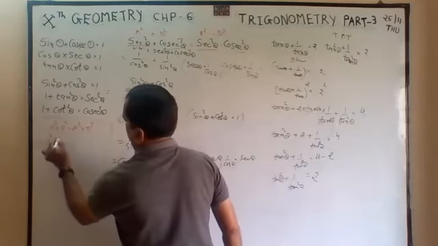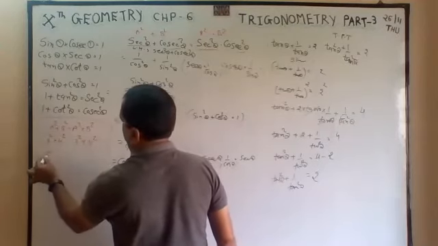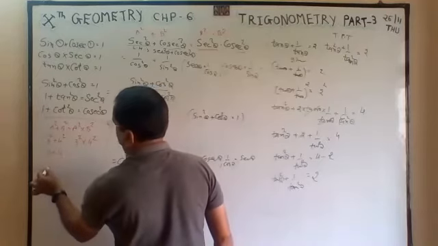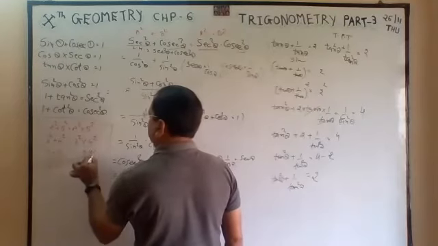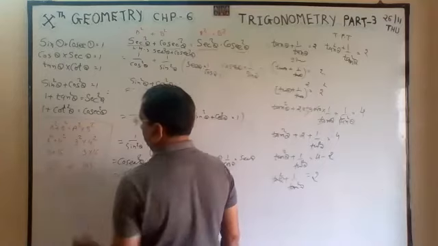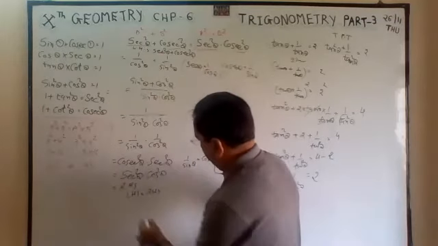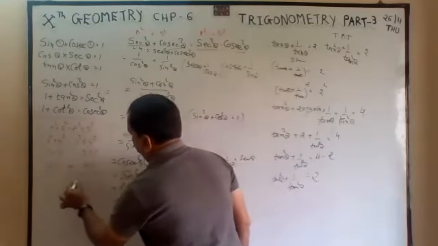3 square, 4 square. 3 3s are 9, 4 4s are 16, this is 25. And 3 square into 4 square: 3 3s are 9, 4 4s are 16, 16 9s are 144. It is not equal. But we have proved it is equal. Here we have proved, here we can't prove.